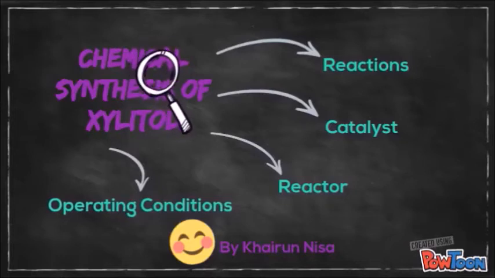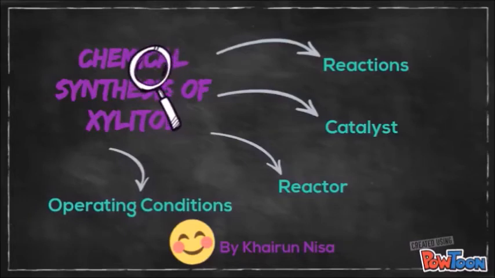Xylitol can be produced by many methods, so we can choose any method that we want, but in order to obtain the maximum production of xylitol, we have to choose the right procedure. For my part, which is chemical, I will explain the chemical procedure.